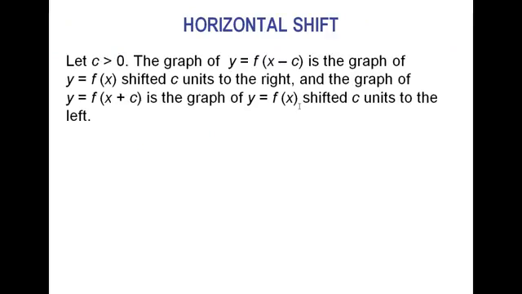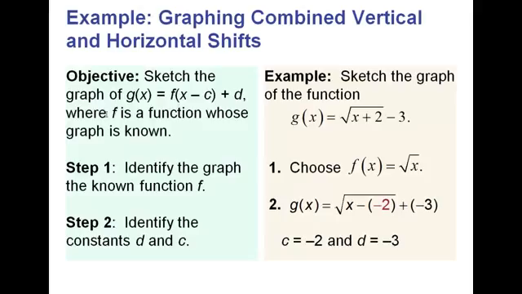Okay, so to sum it up, horizontal shifts are kind of counterintuitive. When you have x minus c, that means you shift that many units to the right, whereas x plus c shifts to the left. Now we can look at functions that have multiple shifts and figure out what's going on. If we know what the original simple function looks like, we should be able to graph this one fairly simply, because what's happening?